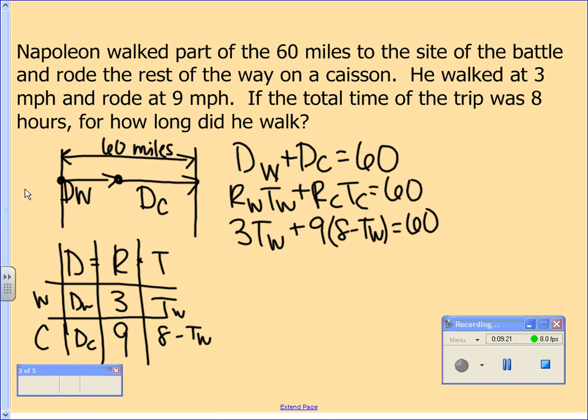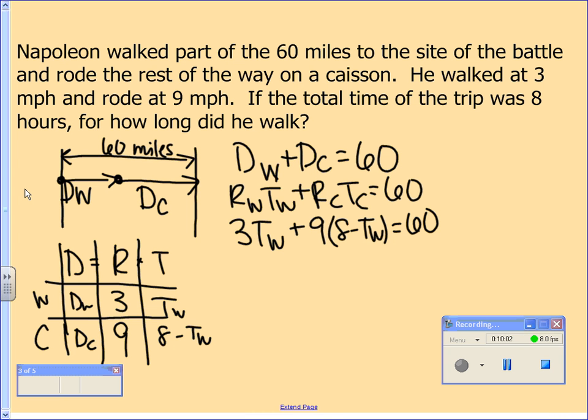Just distance equals RT. Rate did not equal time. Distance equals rate times time. RT equals RT because the distances were the same. But on these, distance still equals RT, but the two distances aren't the same. They add up to 60. So you have to add the two distances. Yes, that's what they're wanting you to learn how to do.